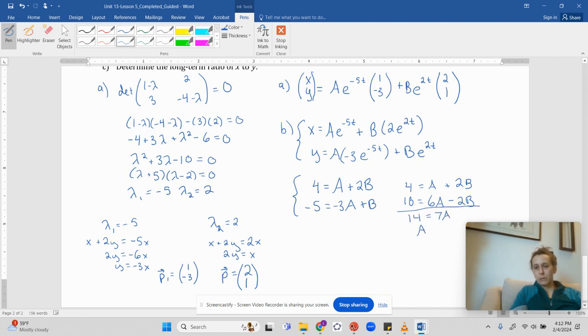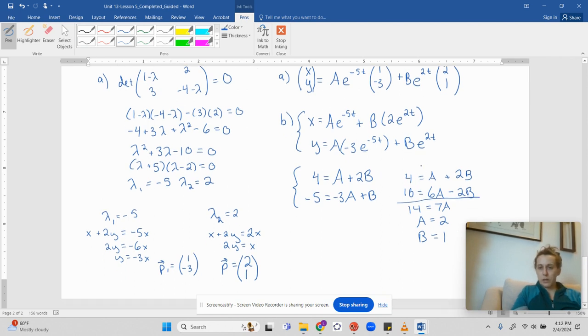And I know a equals 2. If I substitute 2 in for a, I believe I get b equals 1. Does that make sense? Yep. And then b equals 1. So this is like 8th grade math. I'm not going to go over this in any more detail. And then I have the final answer.